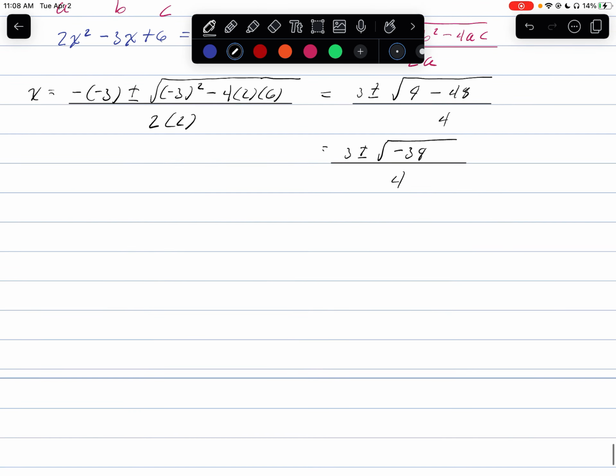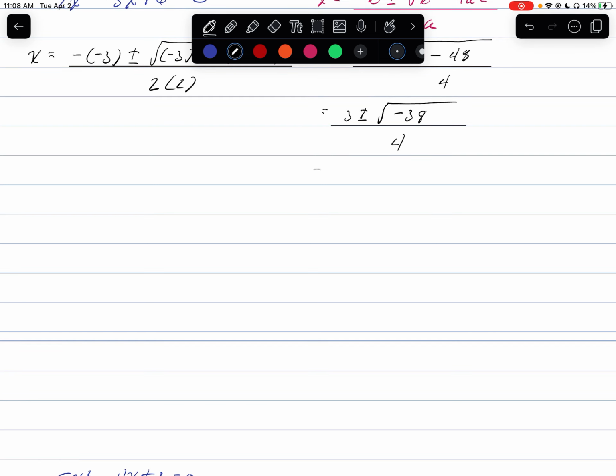So what we'll notice here is that we have a square root of a negative number. Therefore, we're going to have a complex answer here. We're just about as simplified as we're going to get it. I don't think we can do much with the square root of 39, but we can pull an i out, so to speak, of the square root of negative 39. So I have 3 plus or minus i times the square root of 39 over 4.